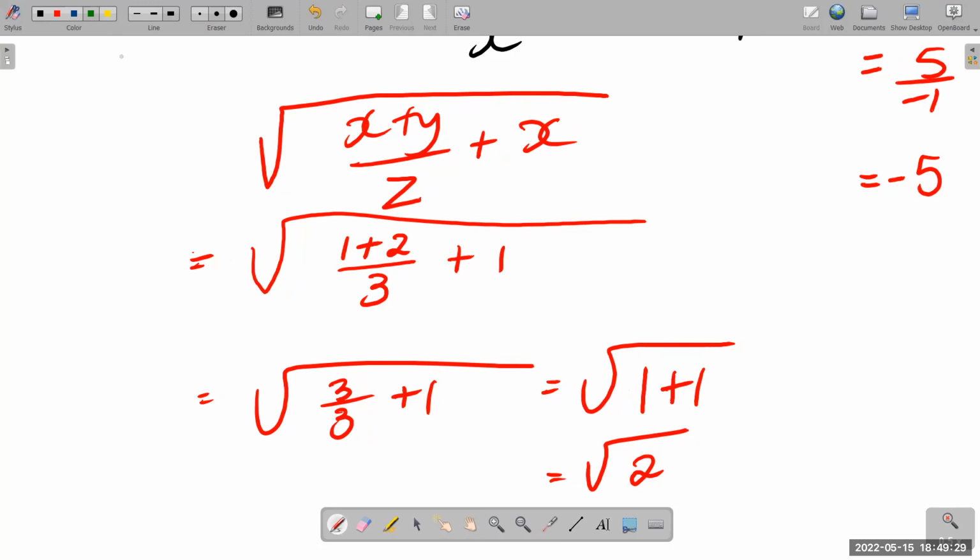Everybody put the square root of 2 in your calculator right now. Tell me what you get, because we need to make sure we calculate on point. You should get 1.4142 and so on.